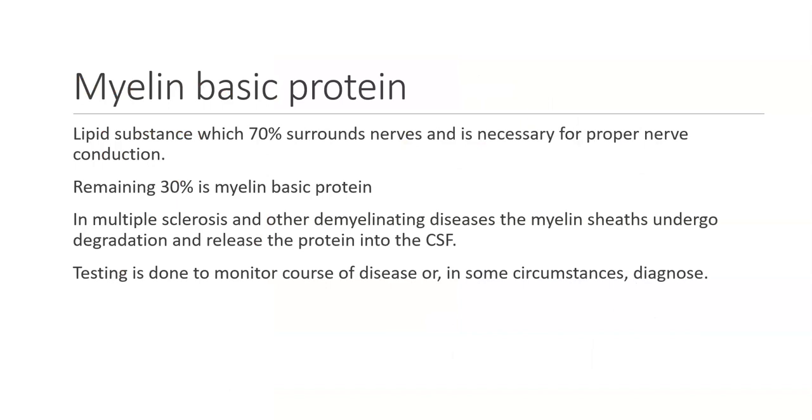Myelin is a lipid substance which surrounds 70% of the nerves, and this substance is necessary for proper nerve conduction to get the signal from one nerve to another to another. The remaining 30% is myelin basic protein. In multiple sclerosis and other demyelinating diseases, the myelin sheaths undergo degradation and release the protein into the CSF. When this occurs, the nerves begin to lose their functionality. Testing is done to monitor the course of the disease or, in some circumstances, to diagnose it.